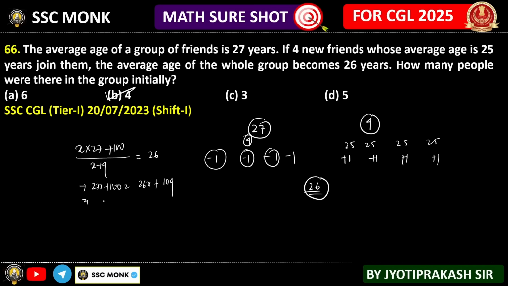Sir, 27x minus 26x is equal to x. 104 minus 100 is equal to 4. So how many people originally? 4 people originally. Any way you can solve it.